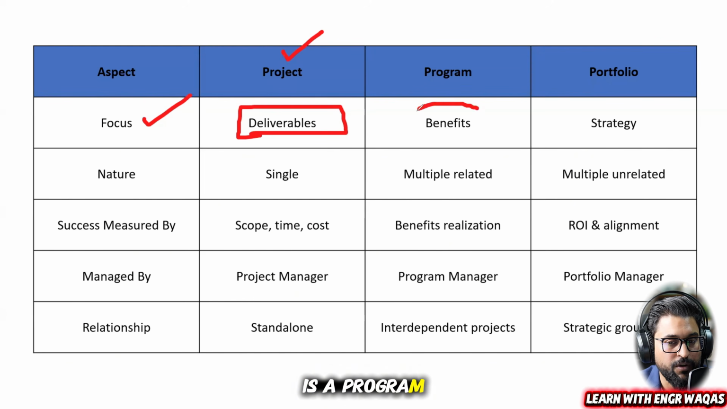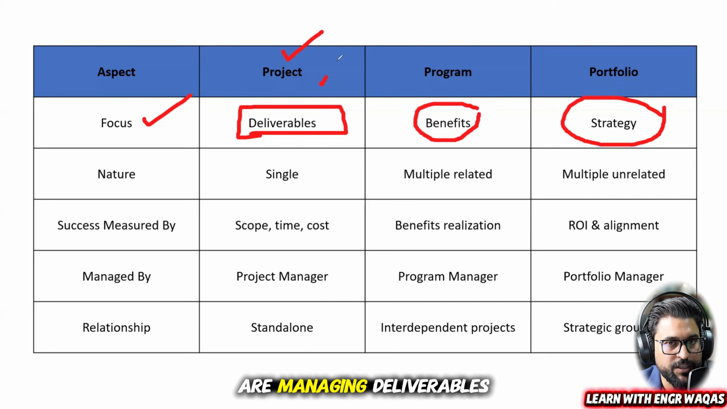But when there is a program, we are going to talk about their coordinated way of management and the benefits we are getting out of those two or three projects, their dependency on each other. Then portfolio is going to talk about the strategy. So here we are managing deliverables, we are managing benefits, we are managing our strategy.